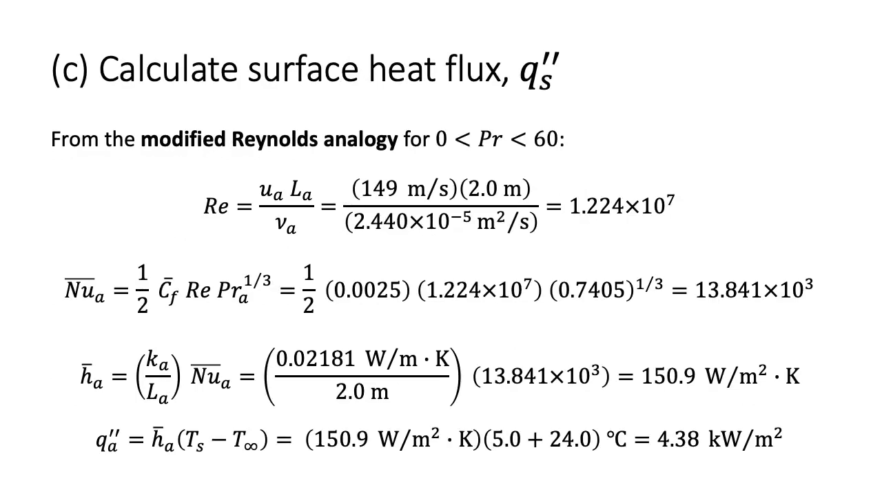For Part C, to calculate the surface heat flux, we can use the modified Reynolds analogy. First, we calculate the Reynolds number. We can use either the actual or model conditions because they should give the same result. Now, we can use the analogy to calculate an average Nusselt number from the drag coefficient of 13,841. From the definition of the average Nusselt number, we calculate an average convection coefficient of 151 watts per meter squared Kelvin. Finally, we use Newton's law of cooling to calculate a heat flux of 4.38 kilowatts per meter squared.